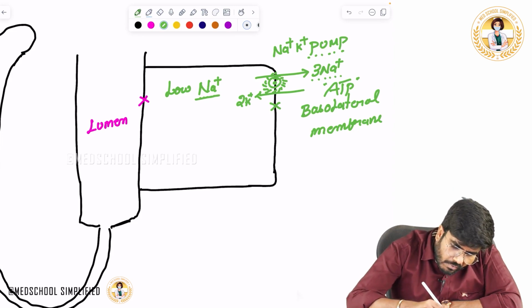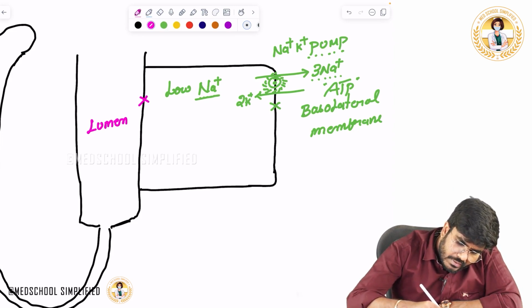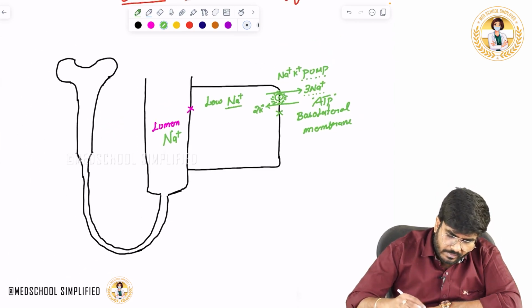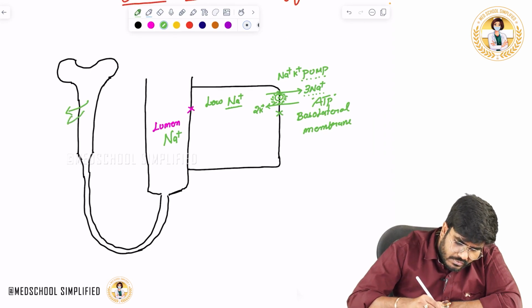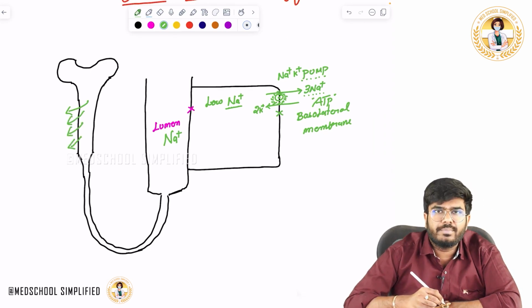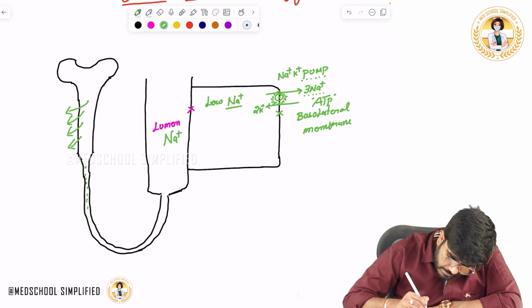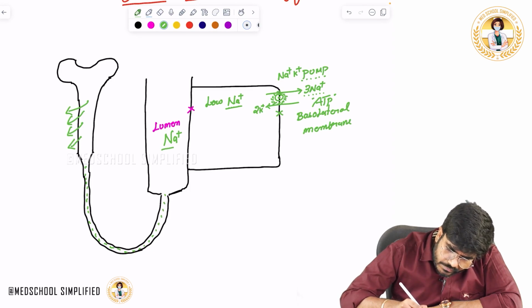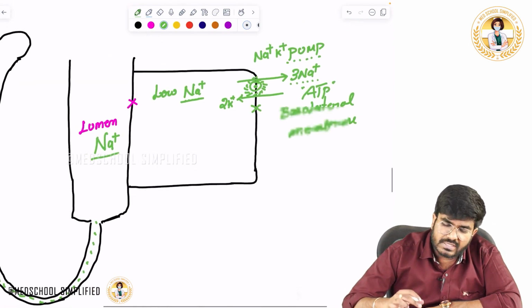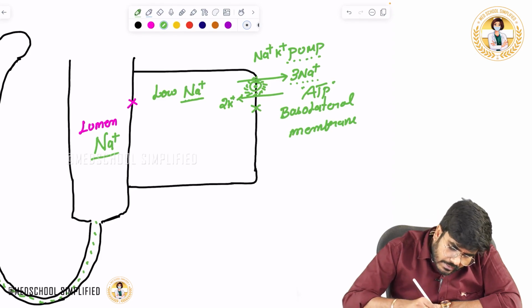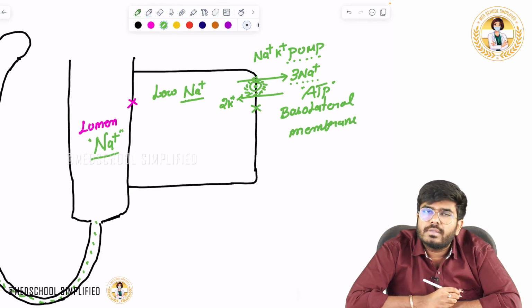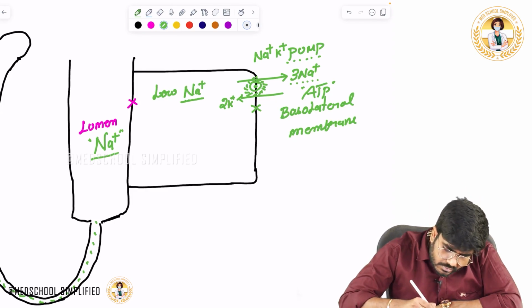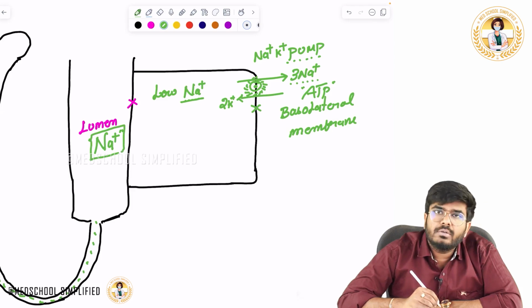Now what happens? Look carefully here. Sodium is coming into the lumen. From the proximal convoluted tubule, of course, sodium will be reabsorbed. Almost 70% of the sodium will be reabsorbed. Now the remaining sodium is coming like this. Compared to the inside of the cell, here sodium is more in the ascending limb of the loop of Henle. So sodium has a gradient. Now sodium can move into the cell.